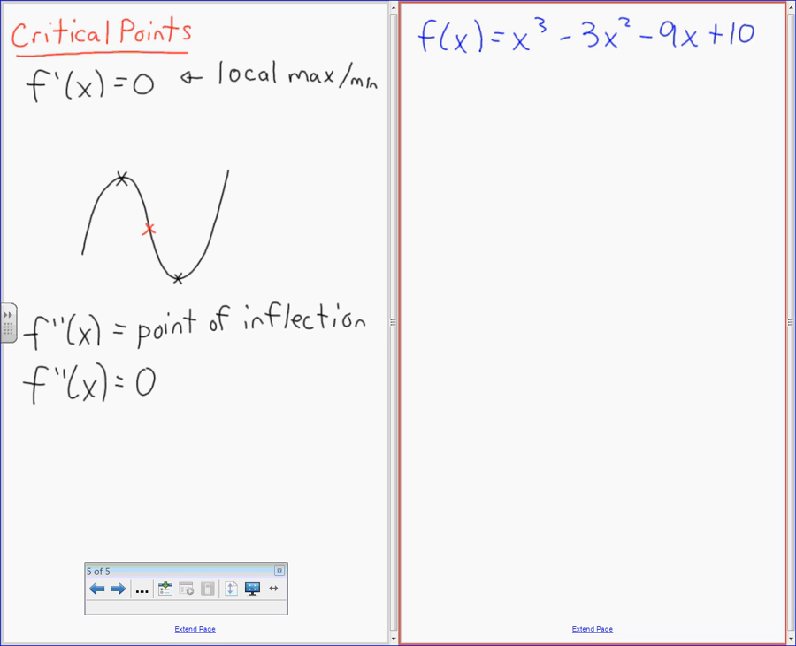Great. So f prime of x equals 3x squared minus 6x minus 9. Okay, hold on a sec, please. Can I get somebody to give me the second derivative? Go ahead. 6x minus 6. Right.